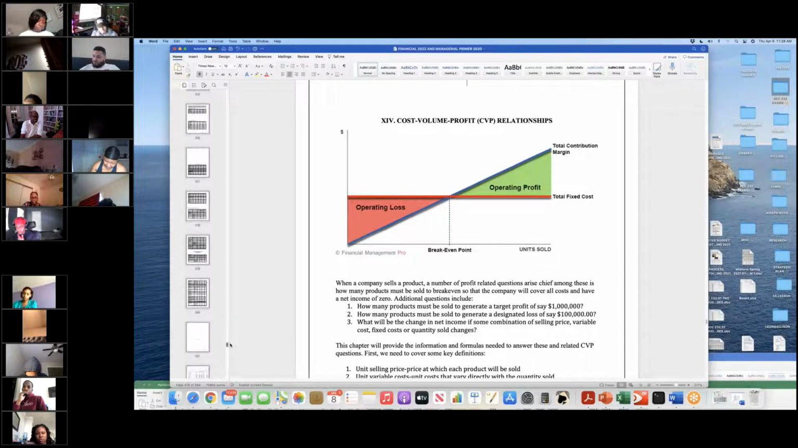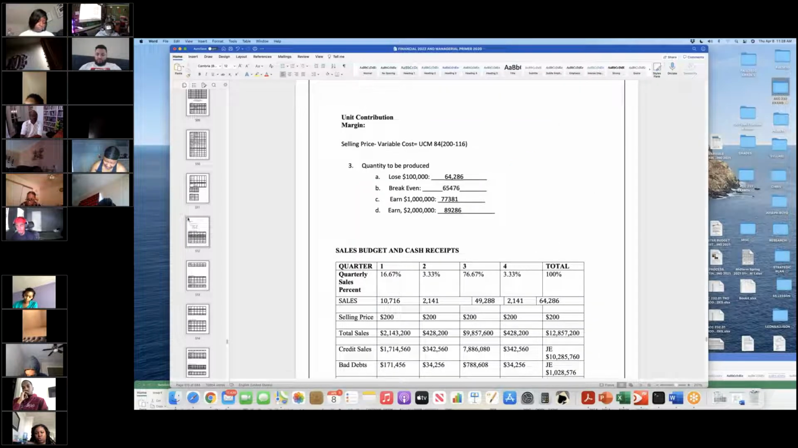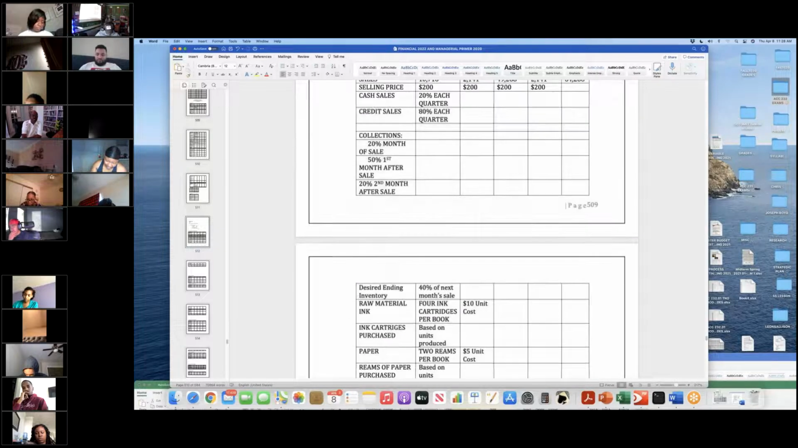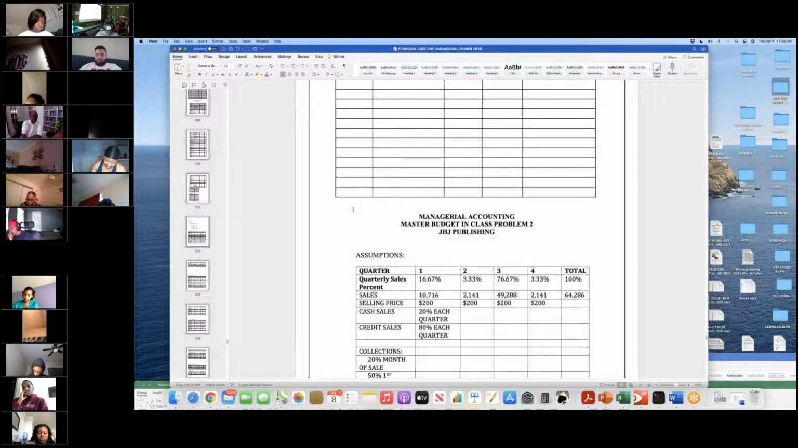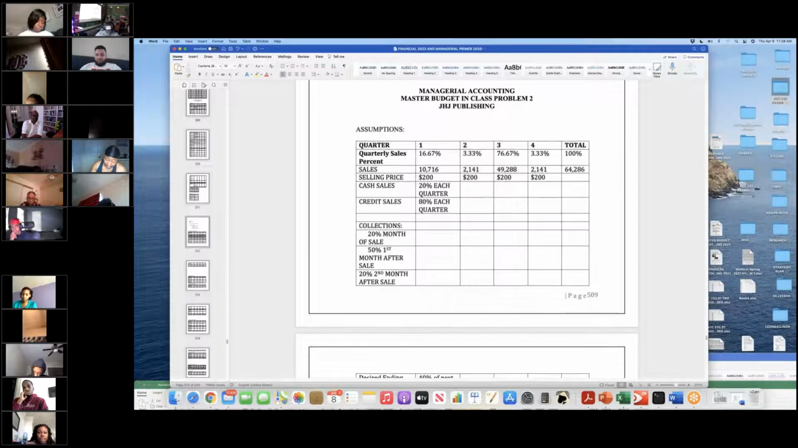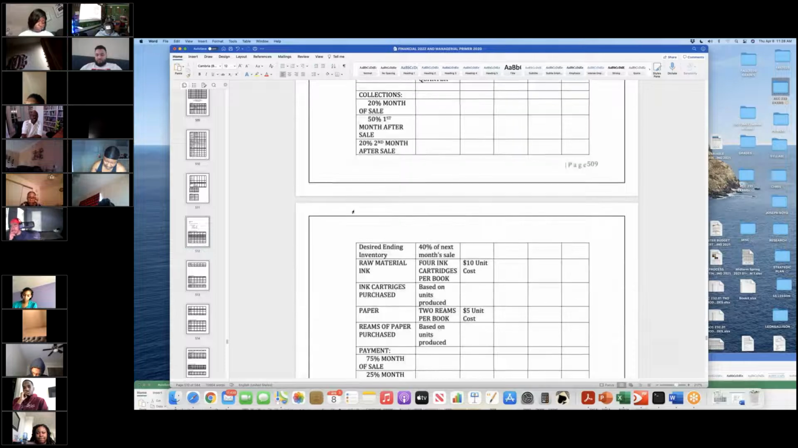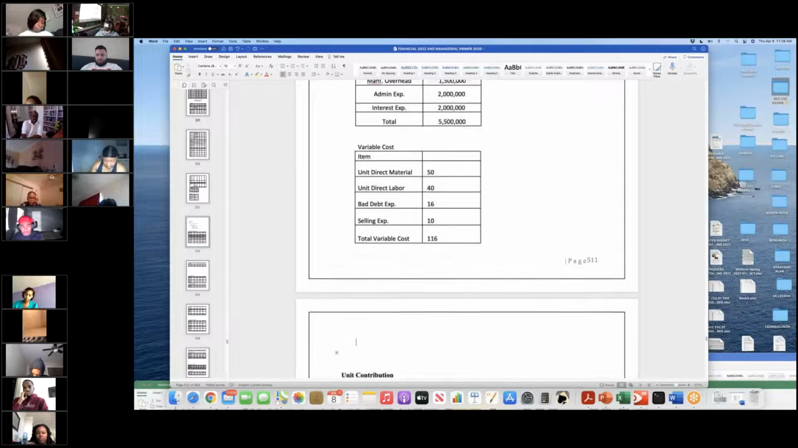Let's see if I can see one. Oh, let me just go here somewhere. So here we go. This is Master Budget in-class problem 2. There's an in-class 1 that every team will have a part of. Okay, so here you see these assumptions, which will be done. Everything that we just looked at.